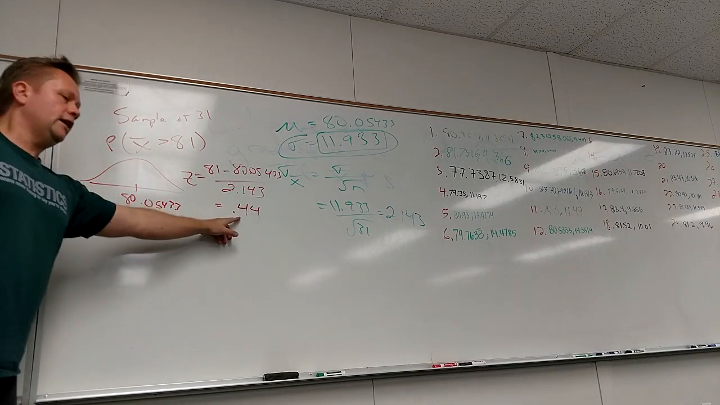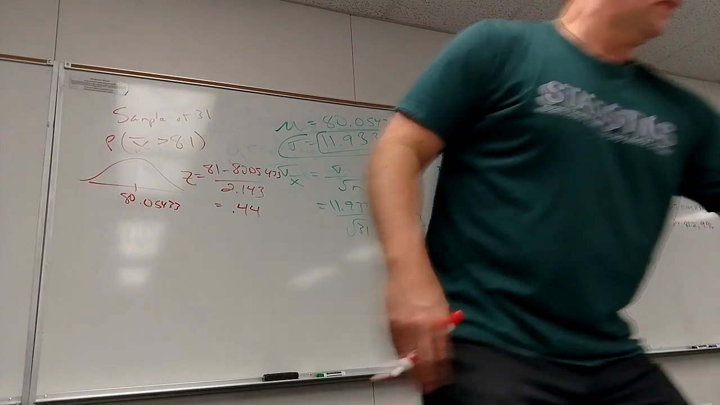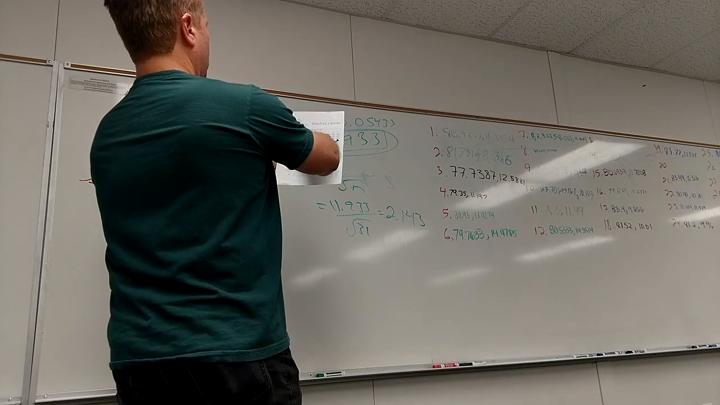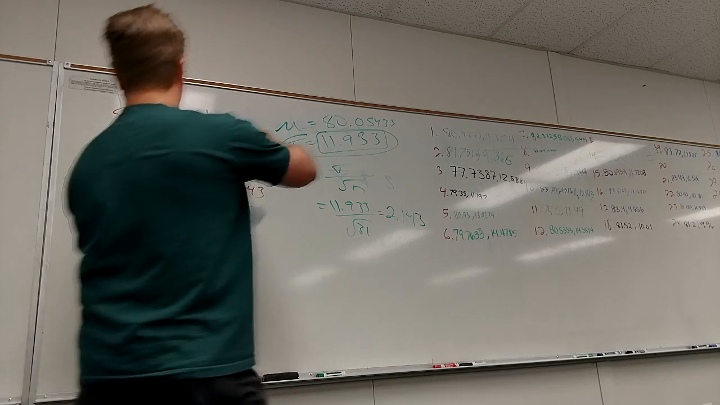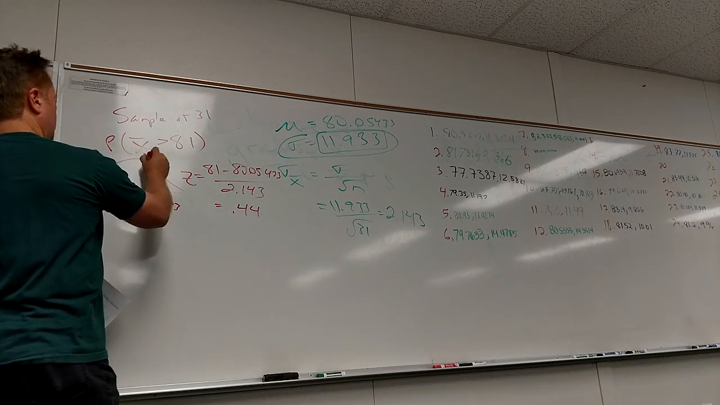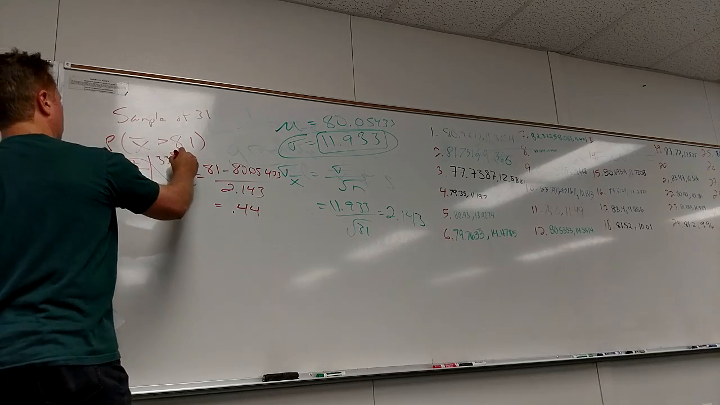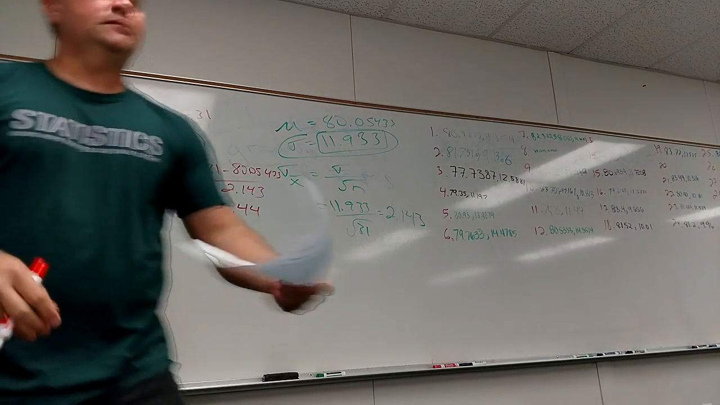And then if I look that up, what area do I get? I get an area of 0.67. So I expect about 33%. That's kind of beautiful, I think, right?